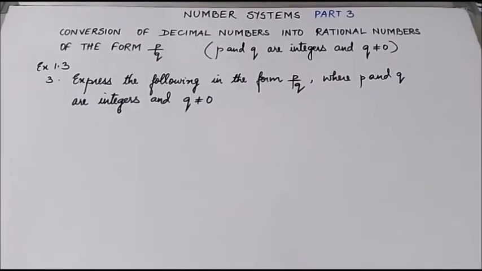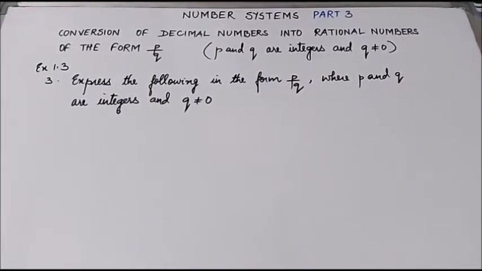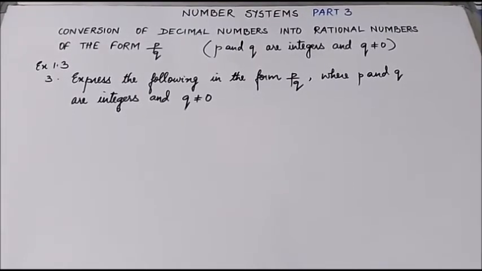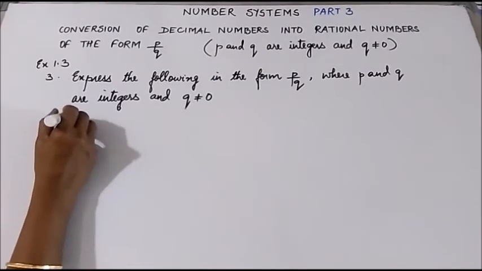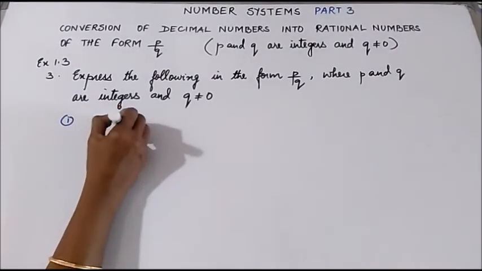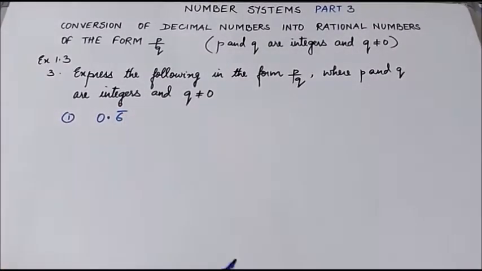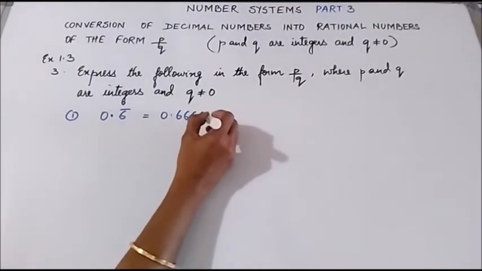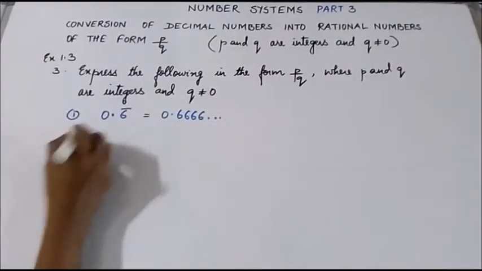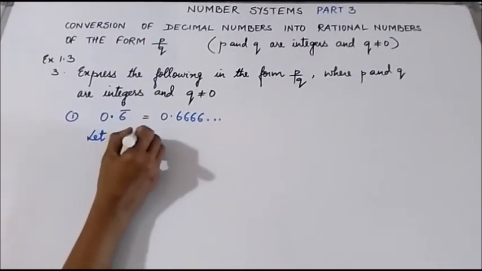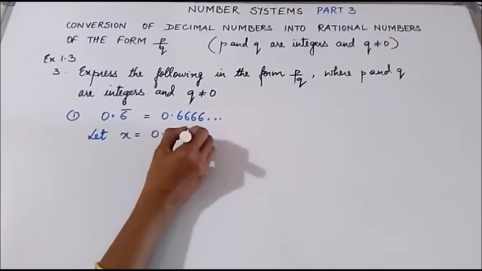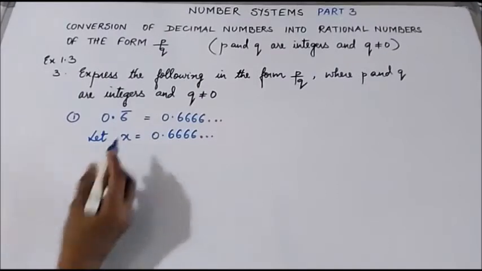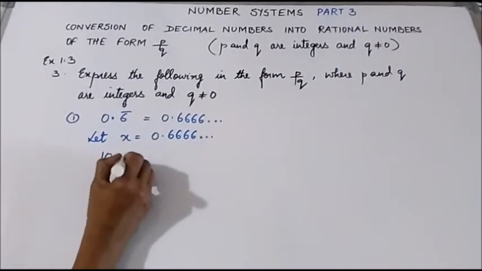Now let us do exercise 1.3, the third question. Express the following in the form p by q, where p and q are integers and q is not equal to 0. In this, the first one, 0.6 bar. Which digit repeats itself? 6. So this can be written as 0.6666 and it goes on. Let x equal to 0.666 and so on. Under the bar, how many digits are there? 1. So multiply both the sides by 10.